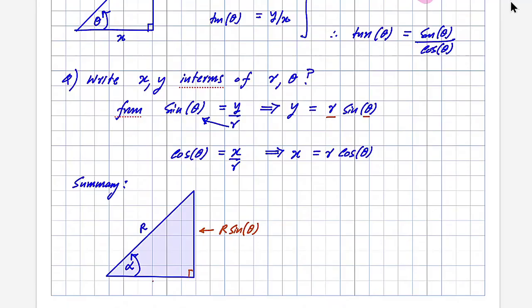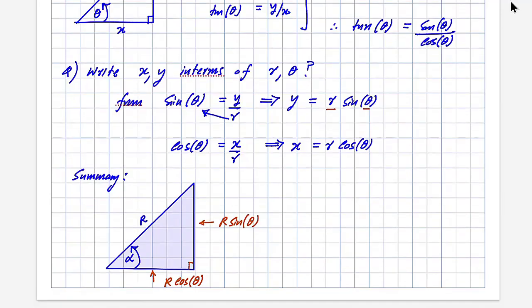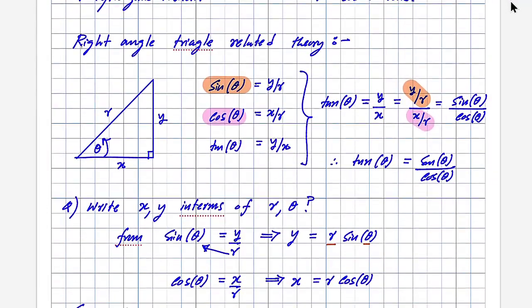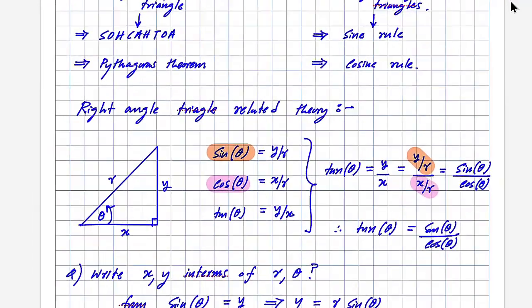So similarly, x you can write as r cosine theta. Good? So this is very important. So this is the beginning. Okay. So now let's go to the Pythagoras theorem. How we can relate Pythagoras theorem with this.